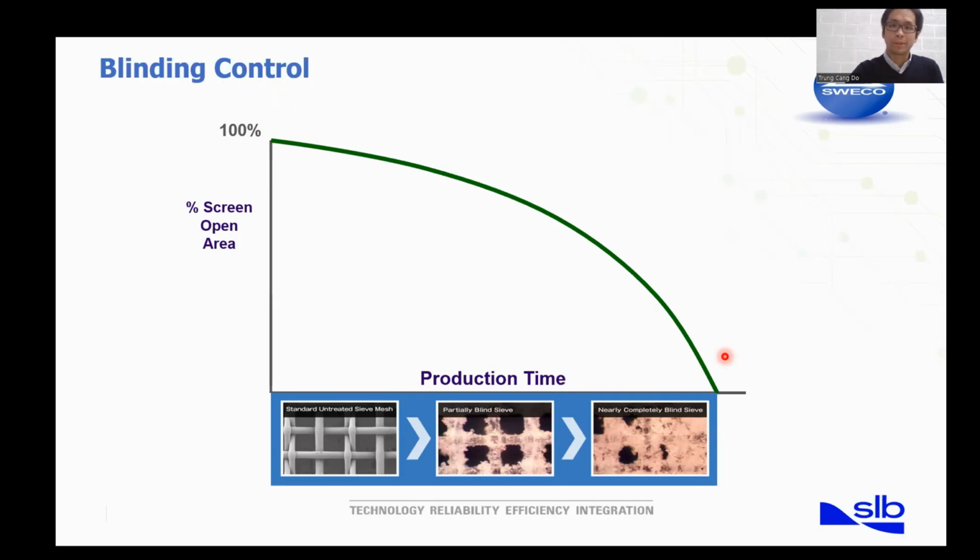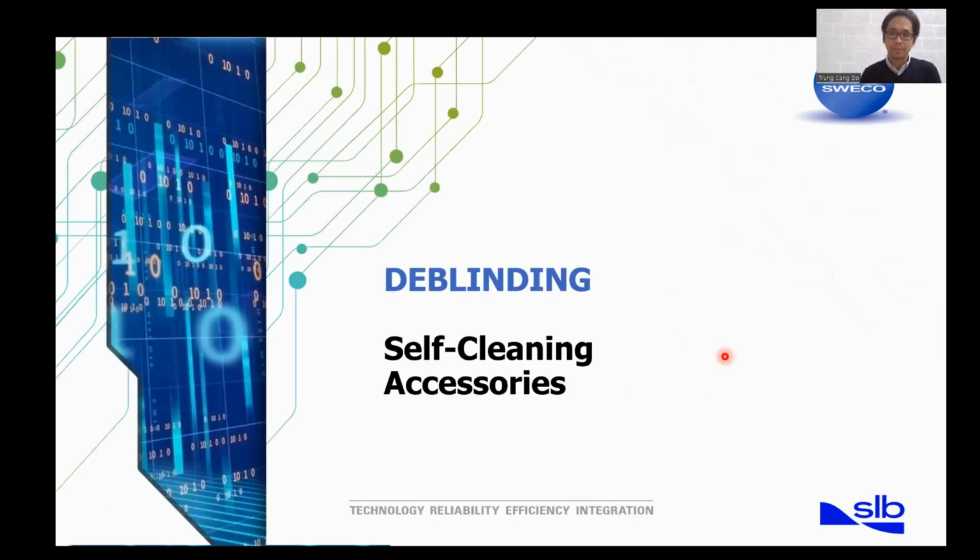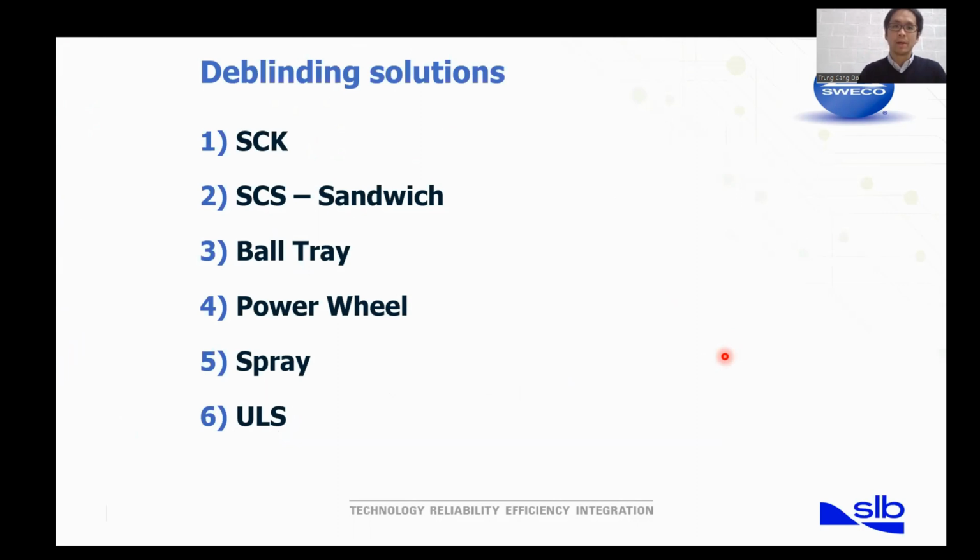At Sweco, we have different solutions that I will present to you. So some, what I call self-cleaning accessories. The first one is the self-cleaning kit. So it's some sliders, rings you have below your screen that will hit the mesh from below and deblind it. You have the self-cleaning kit integrated in the screen. It's the self-cleaning screen. It's a sandwich screen. We also have ball trays, power wheels, spray system, and ultrasonic systems. I will go through them quickly.